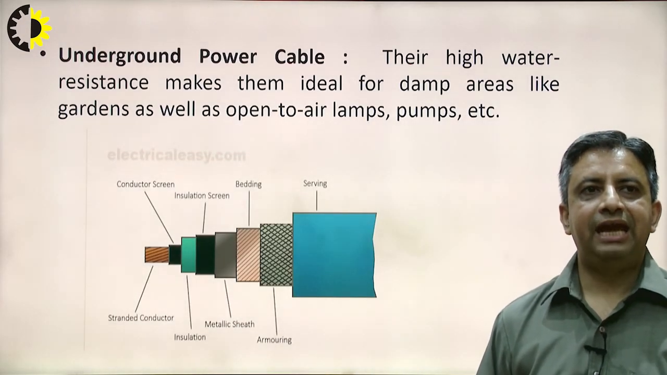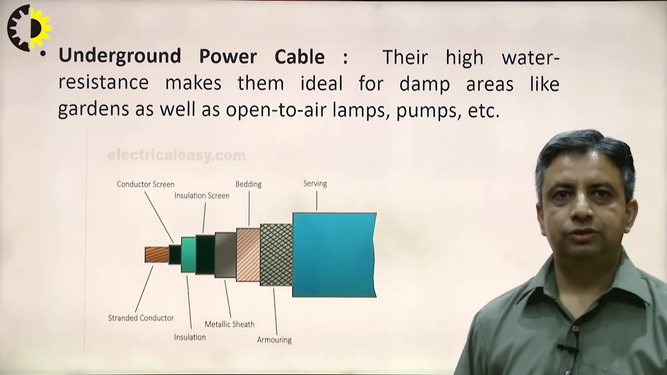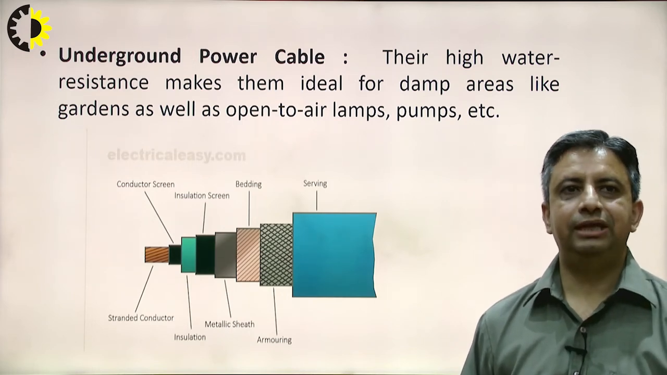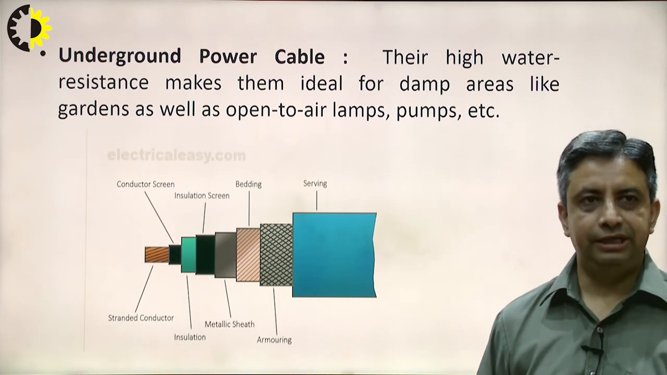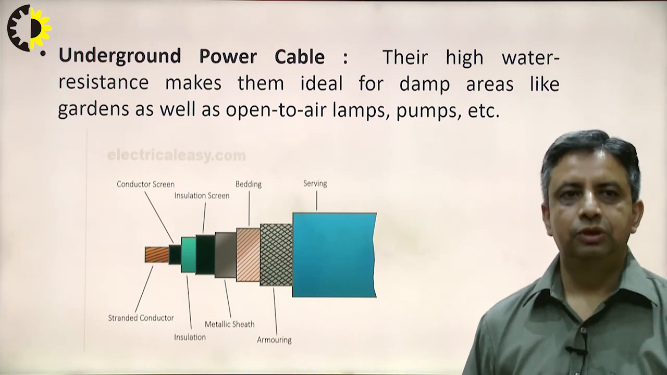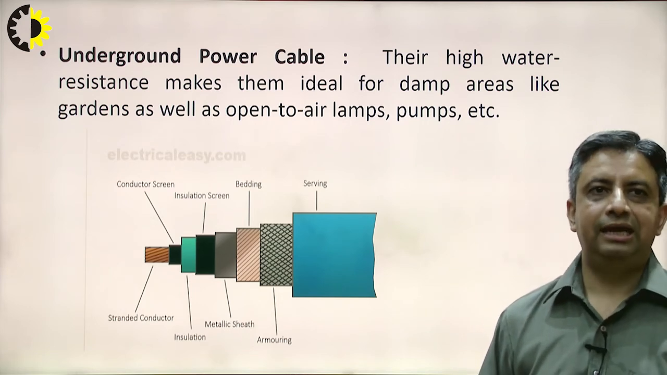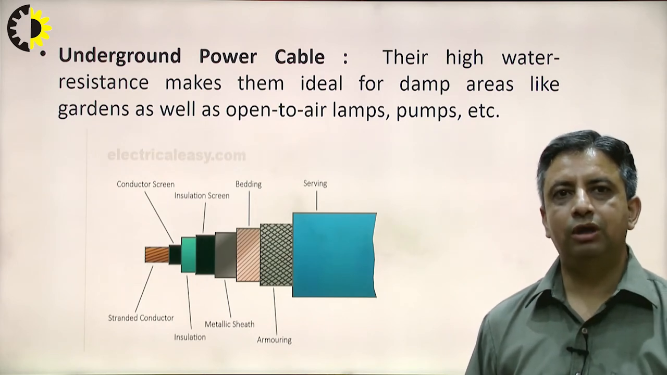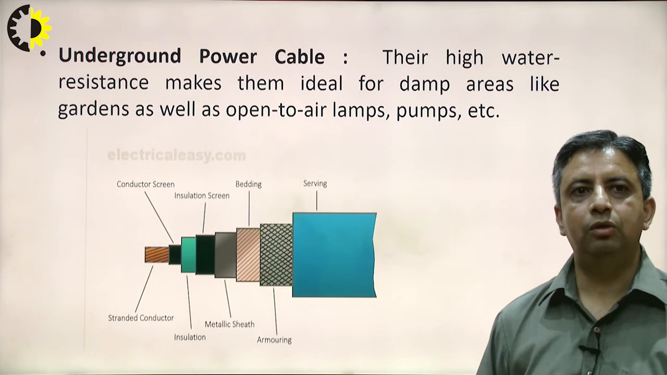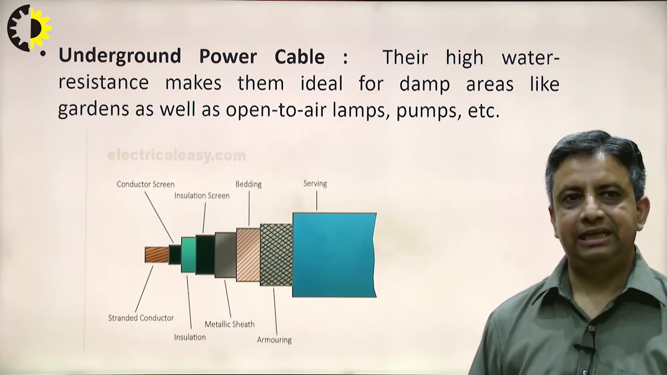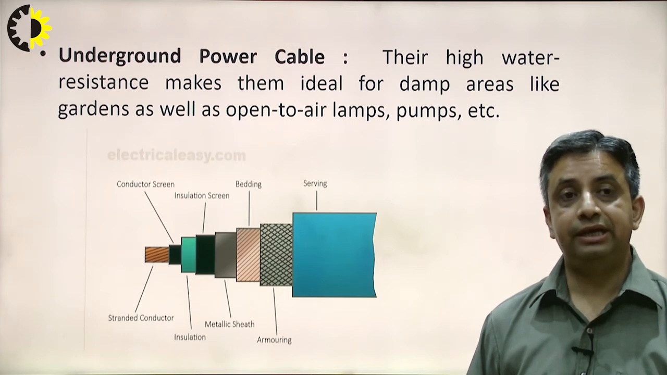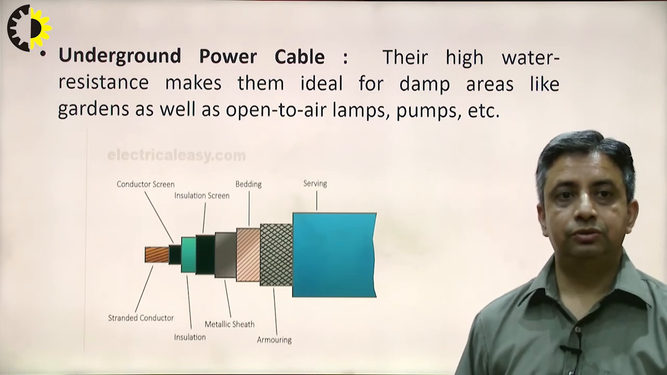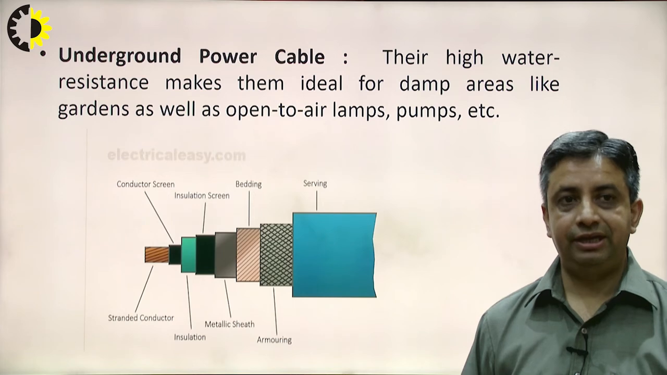Second, we can have the underground power cable. This type of cable has high water resistance, so it is generally used in underground conditions because it is also damp proof. Again, here you can see it has different layers. To transmit power over a long distance, we generally use these underground power cables. Since the current carrying capability is very high and these wires are underground, they have to be provided with different protective layers.